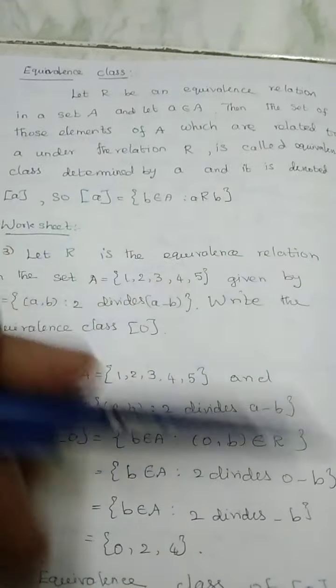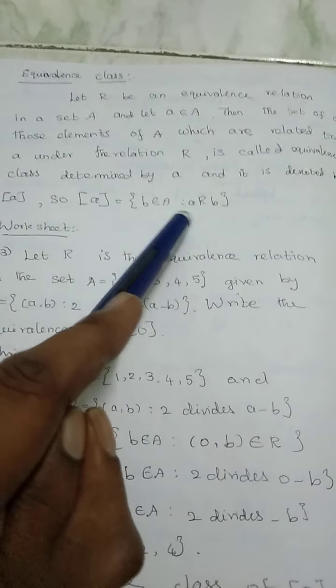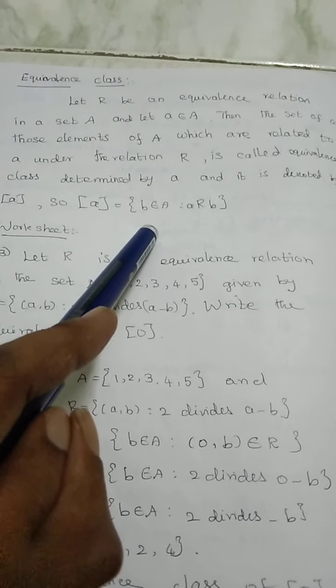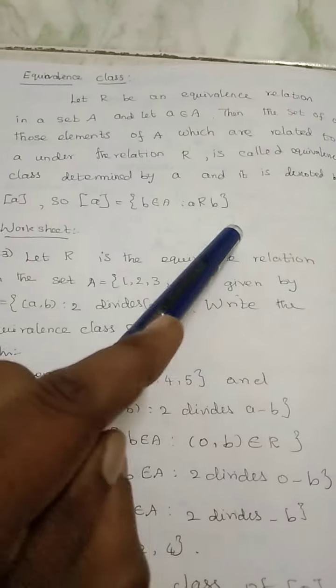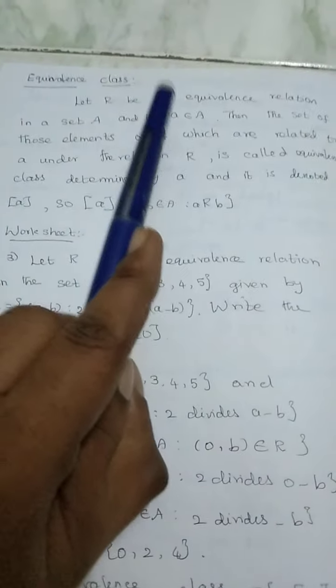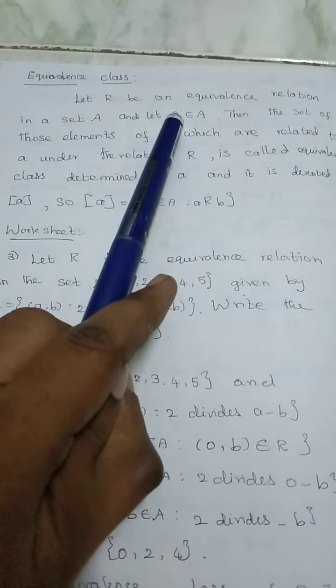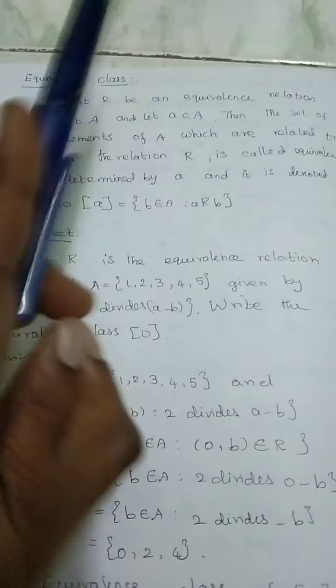We want to take them simultaneously, the elements that are related with small a. a related to b, and this b is taken from where? Capital A, and our fixed element is considered here as the equivalence class of a. This is the definition of equivalence class. This point is very important. Here R must be an equivalence relation, and we want to take small a from capital A, that is, we want to find one equivalence class element. That is also from capital A only.